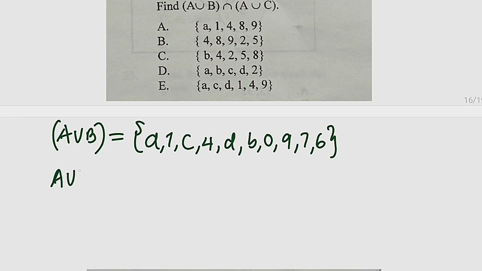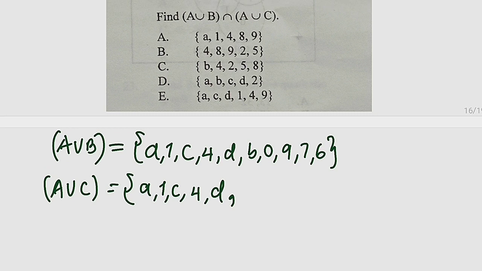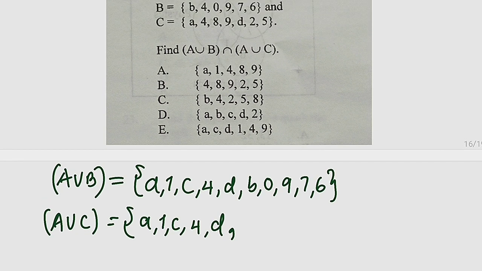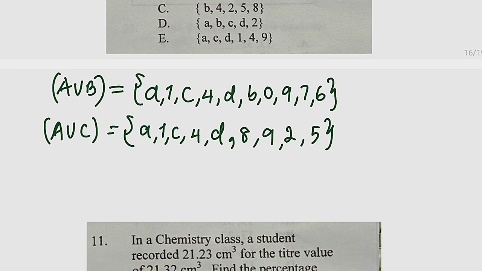So what about A union C? Already elements of A are A, 1, C, 4, and D. Then what of the other element C? We have A here, which is already there. We have 4, 4 is already there. 8 is not there. 9 is not there. D is already there, but 2 is not there, and 5. So this is A union C.